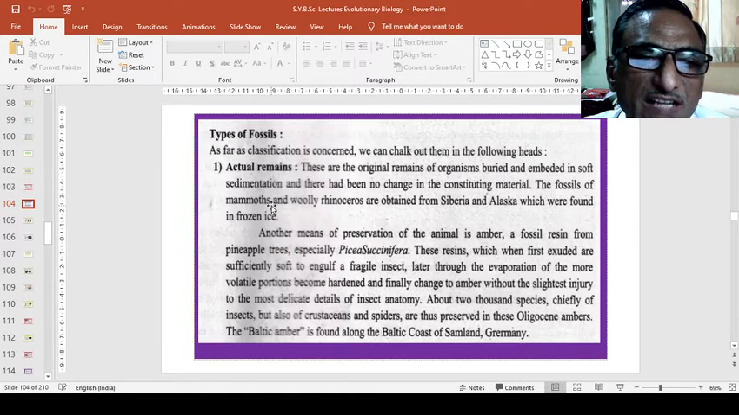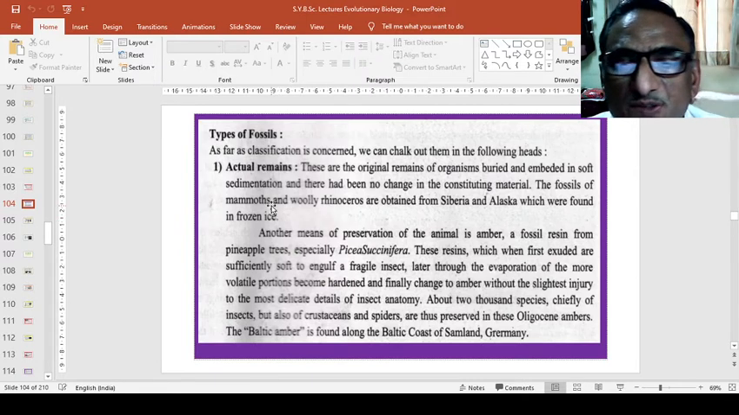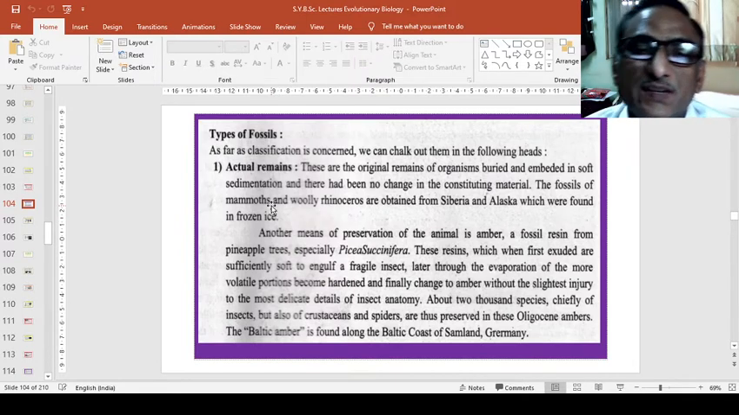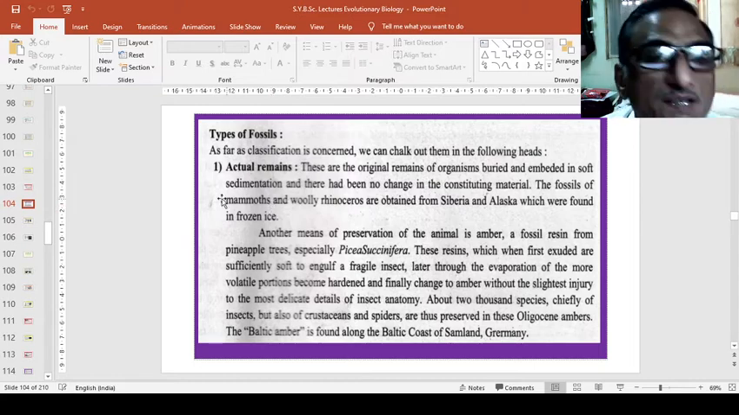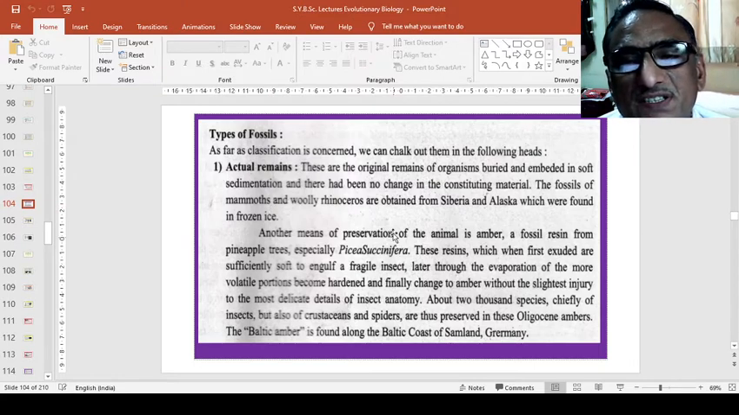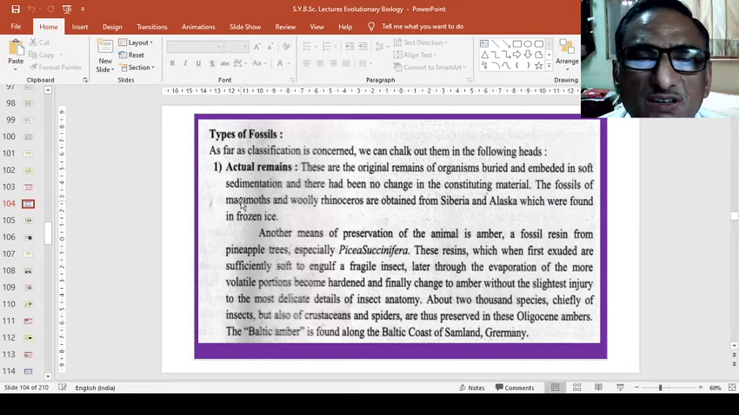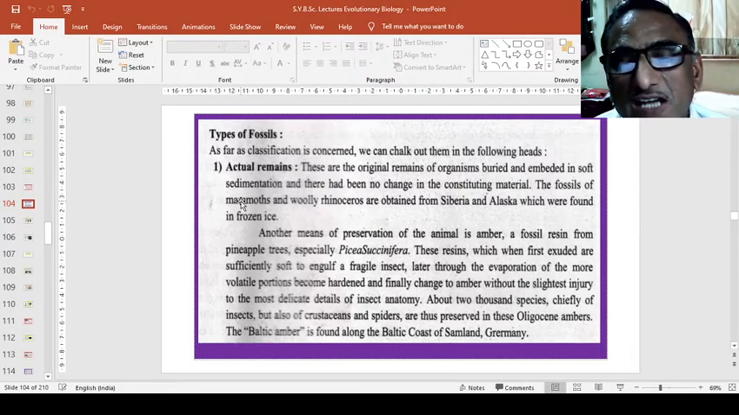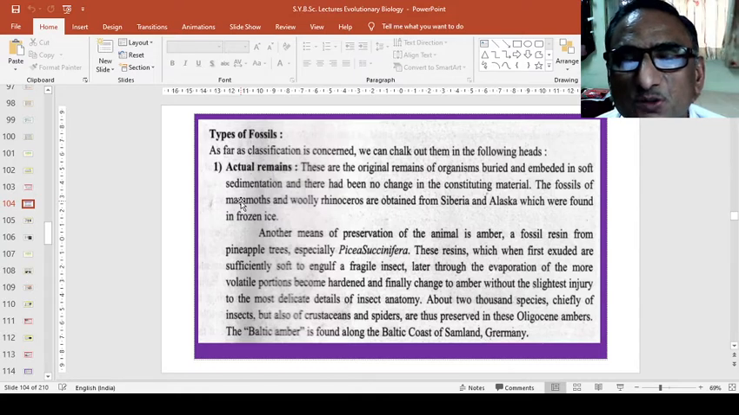So next one, types of fossils. What types of different fossils were formed in the previous eras? As far as the classification is concerned, we can chalk them out into the following heads. Number one, actual remains, as we have now seen in the bones of the dinosaurs.